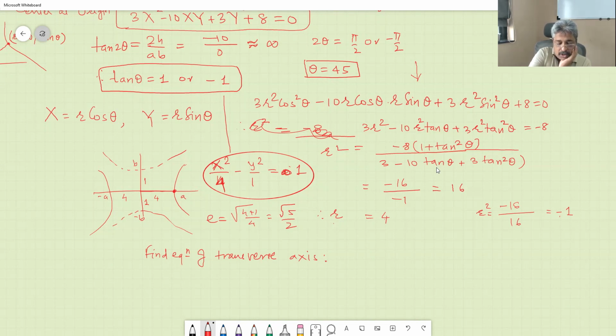R is 4, so hyperbola, that is the distance from origin of point A, which is 4. So this is going to be 16.